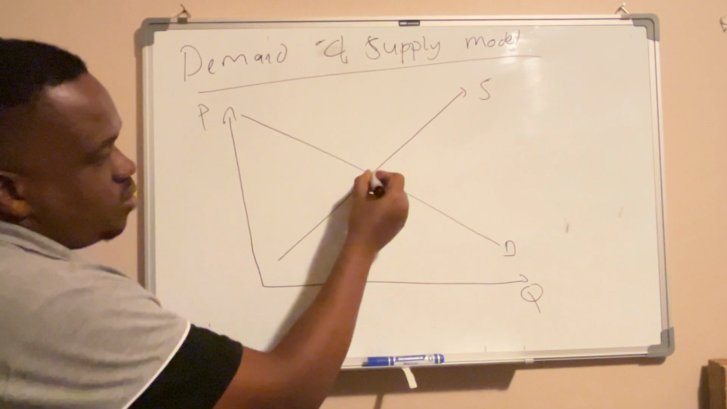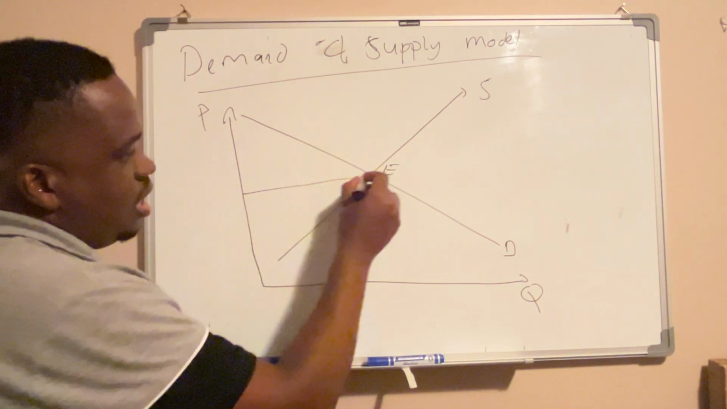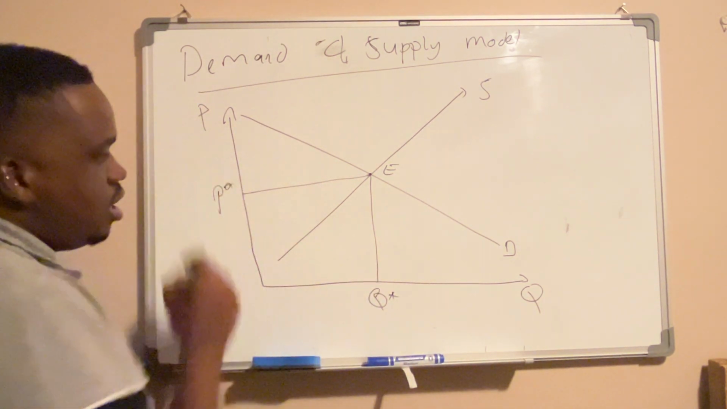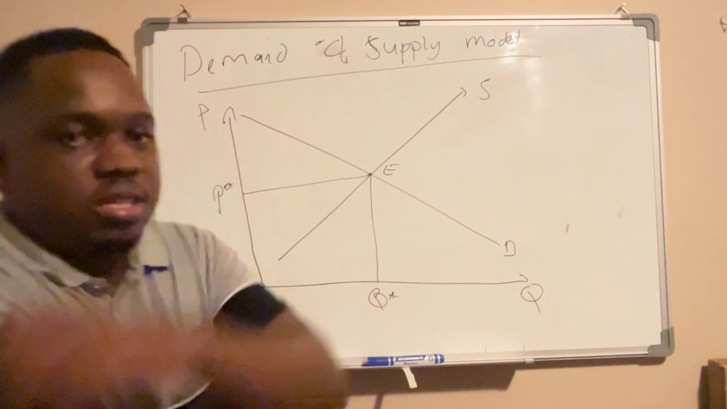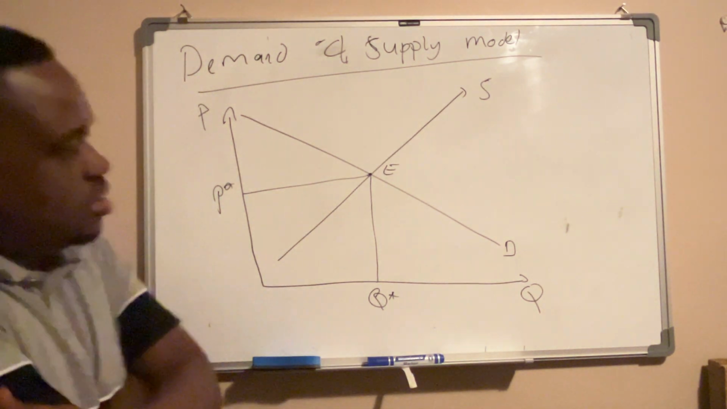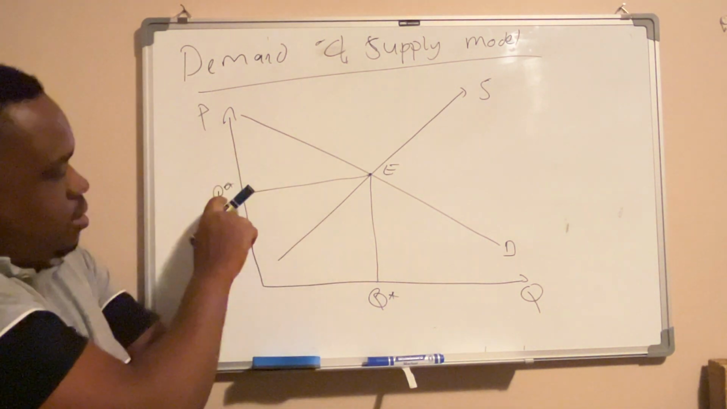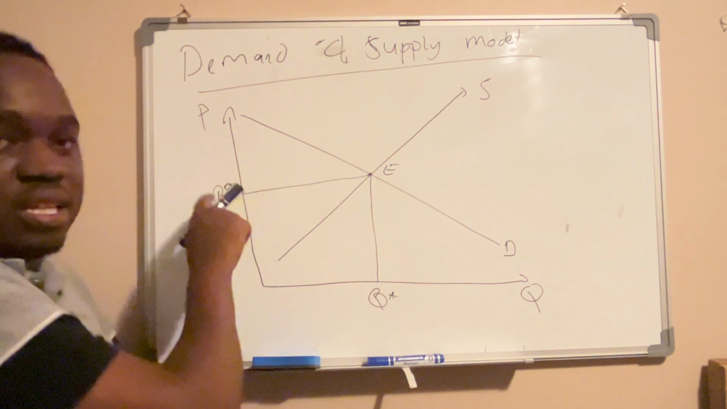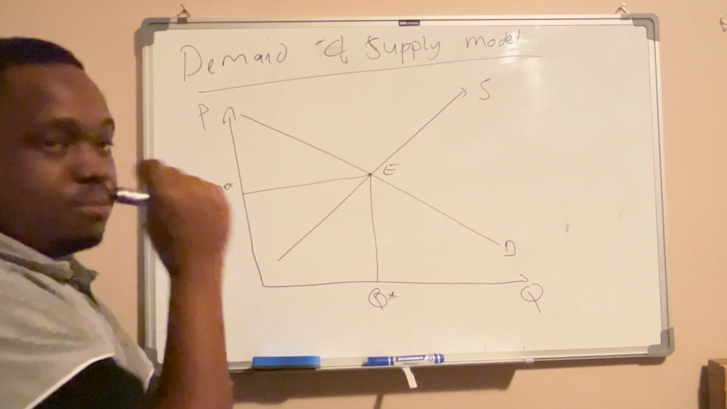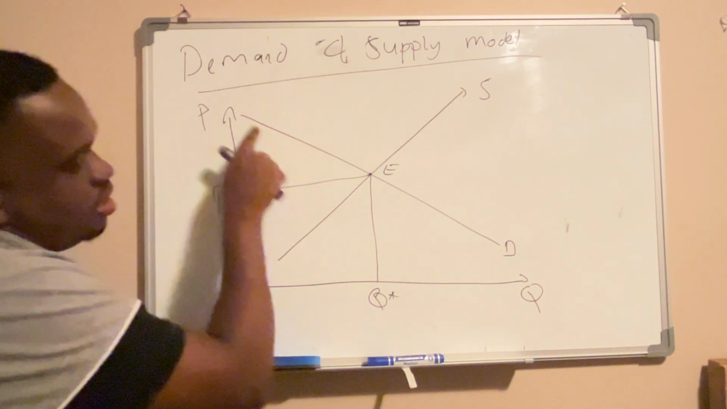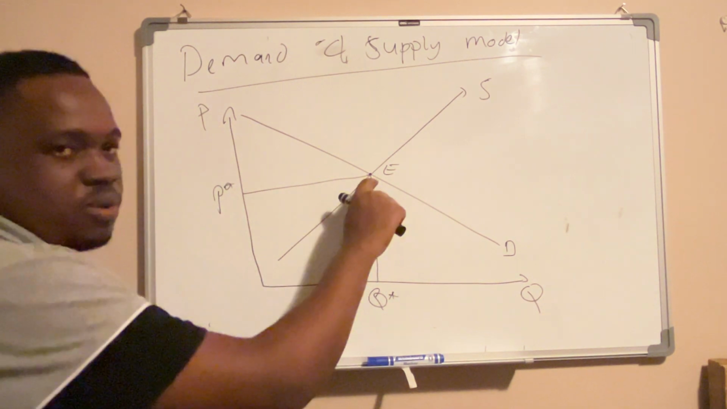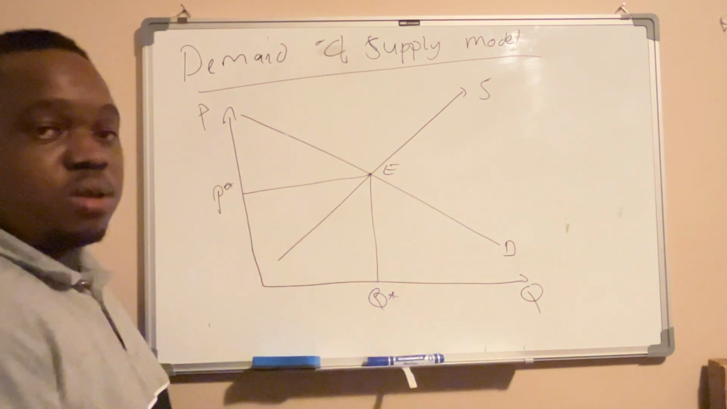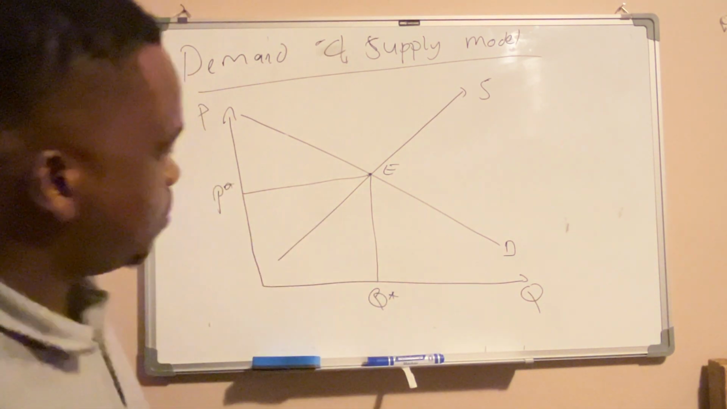Where they intersect, they establish an equilibrium at this point. We can call this Q star, and this one P star. This price is called the market price, the market clearing price. It's called the market clearing price because it's the point where the demand intersects the supply. At this point, the suppliers are happy with the price that they're charging, and the consumers are happy with the price that they're paying.